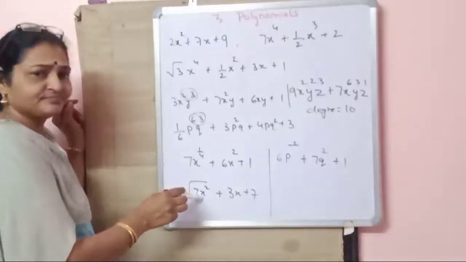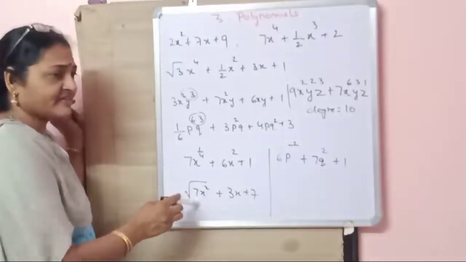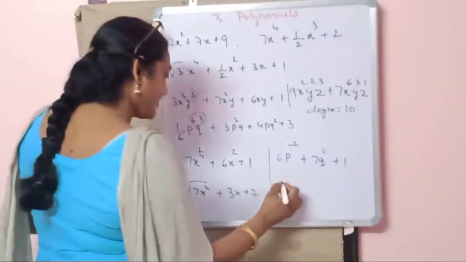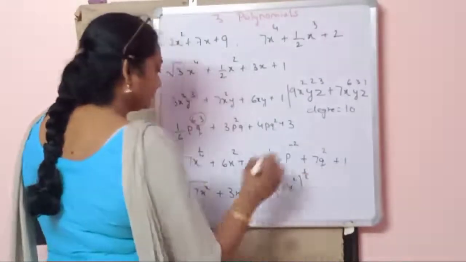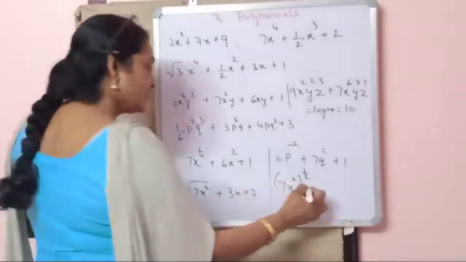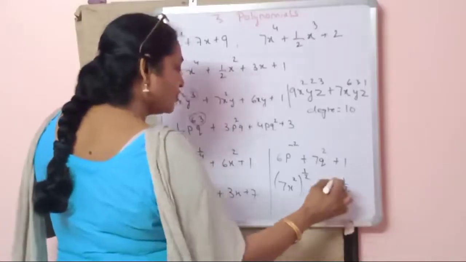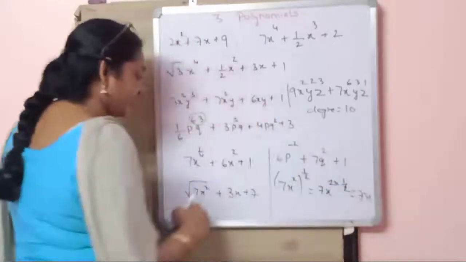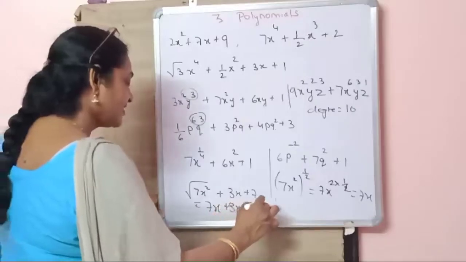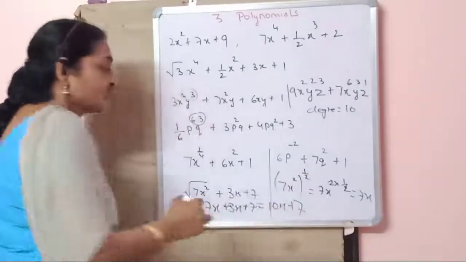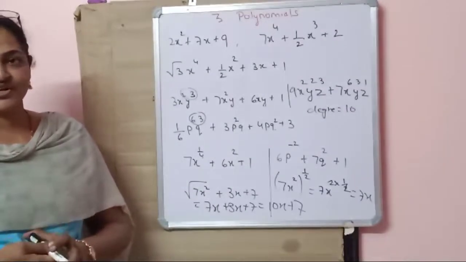Root 7x square. Here root of 7x square can be written as 7x raised to 2, raised to 1 upon 2. The square root is written in this way, right? So this will become 7x raised to 2 multiplied by 1 upon 2. So 2 and 2 will get cancelled and 7x will remain. So this will become 7x plus 3x plus 7, that is equal to 10x plus 7. So you have to confirm whether the given expression is a polynomial or not a polynomial.